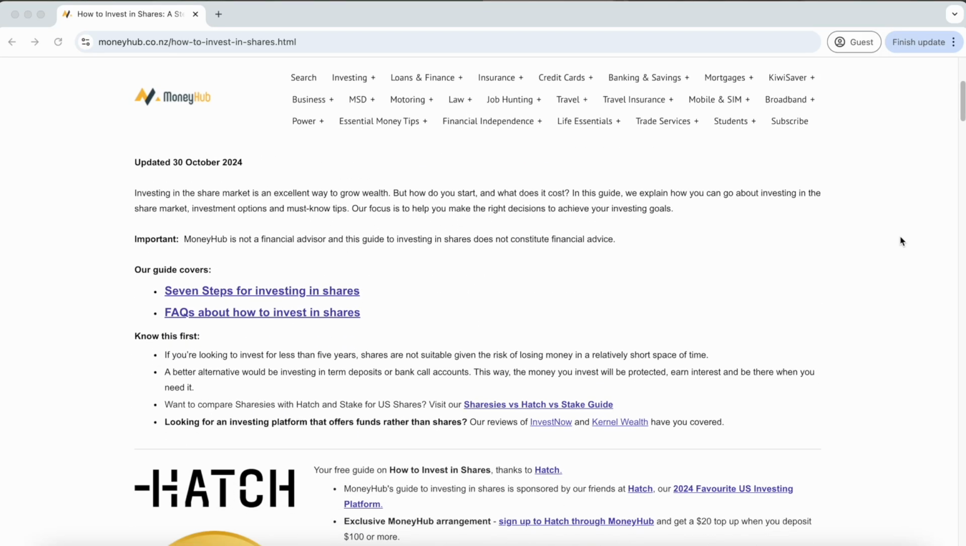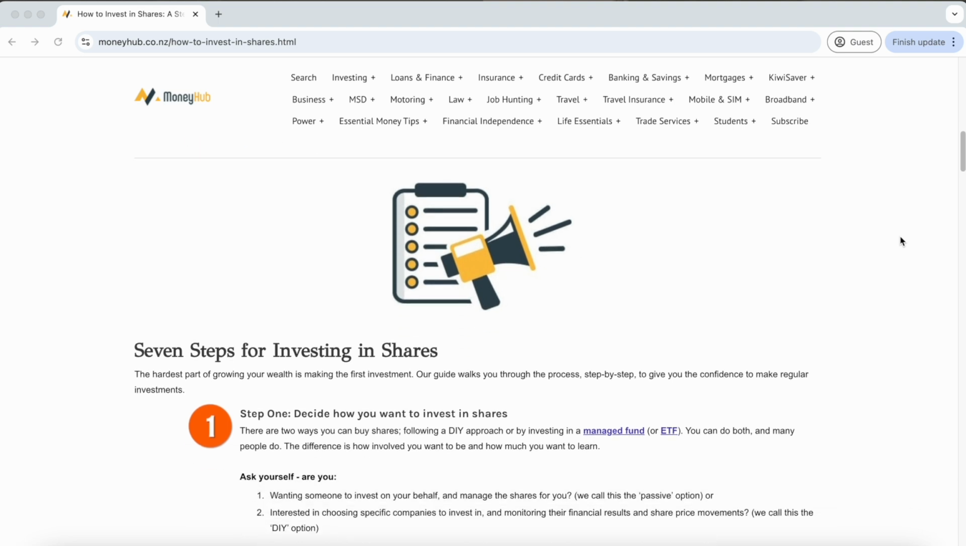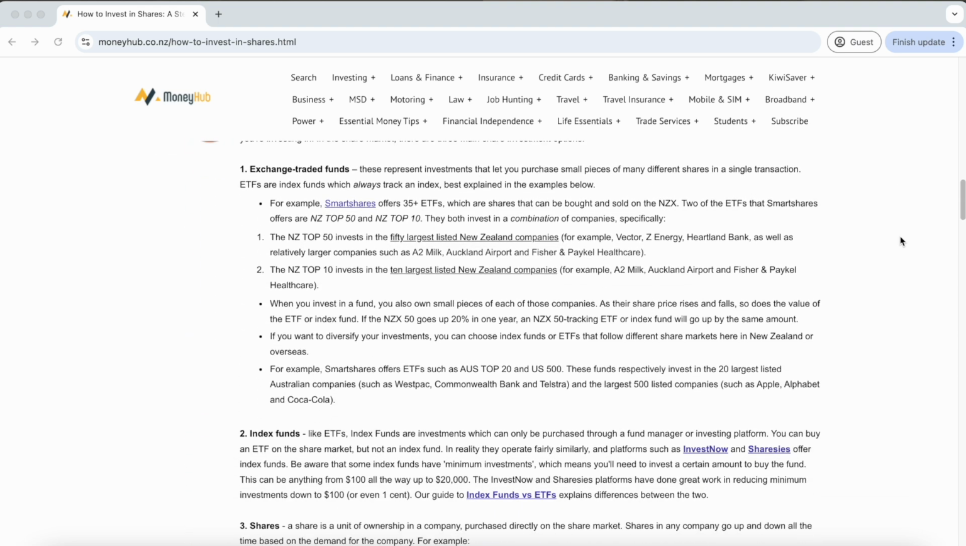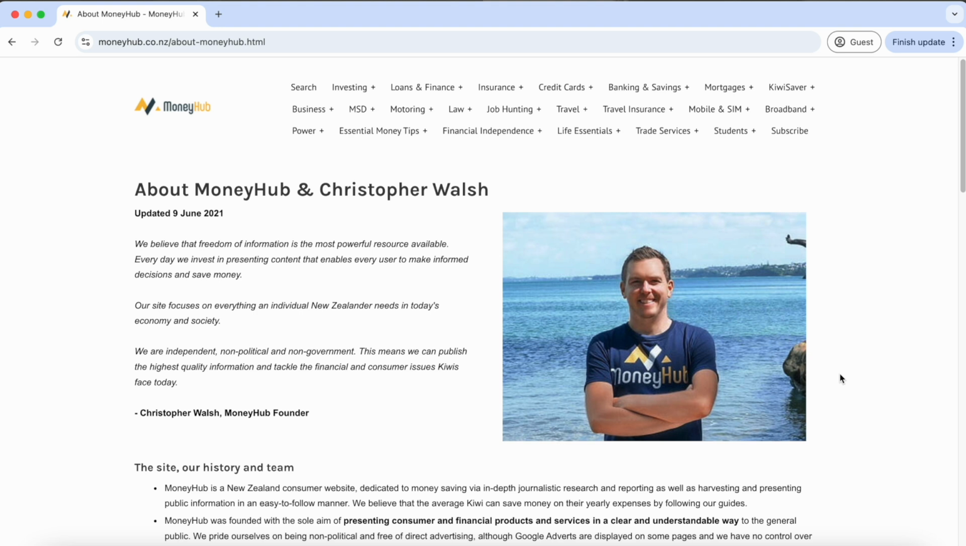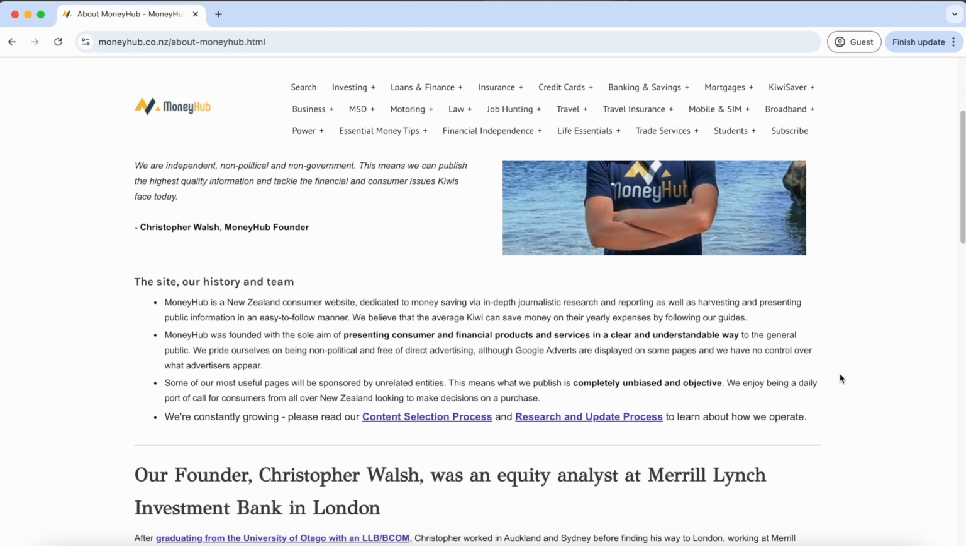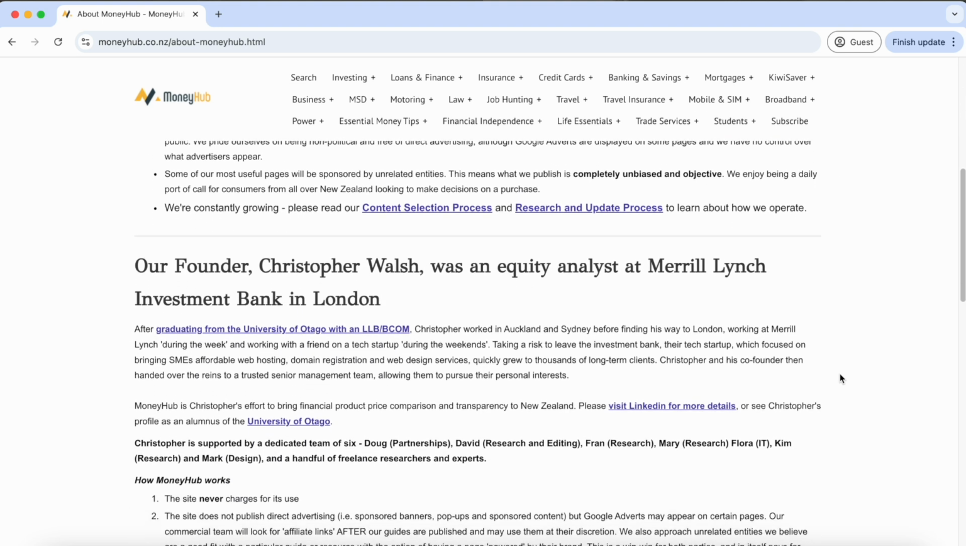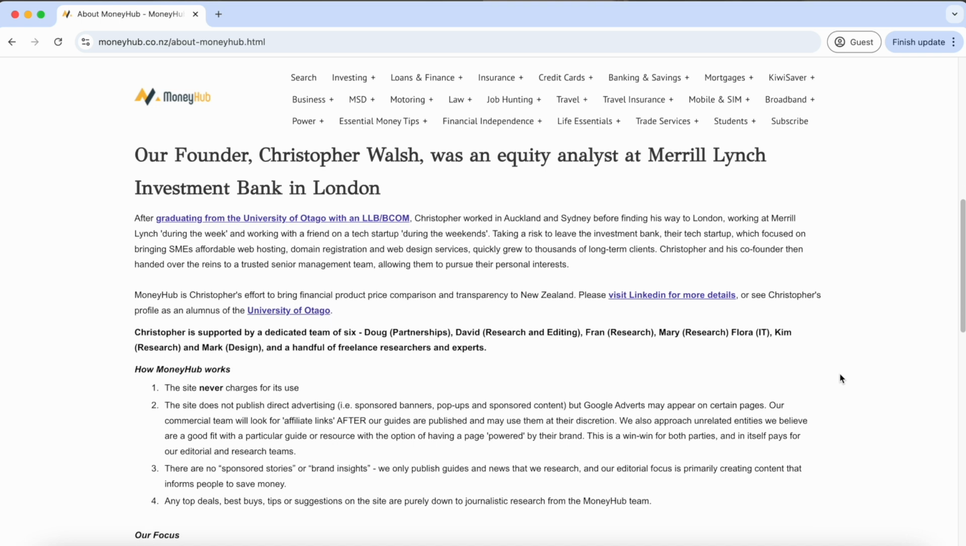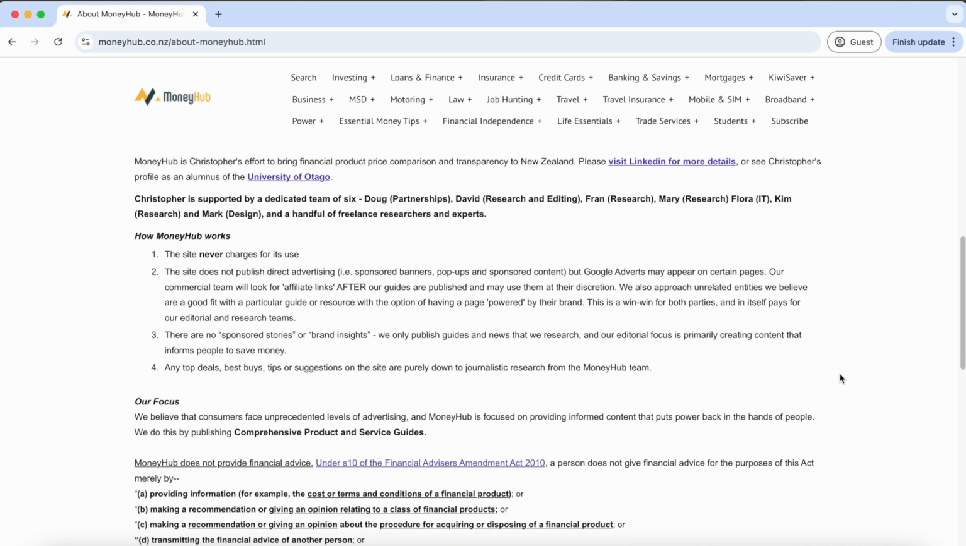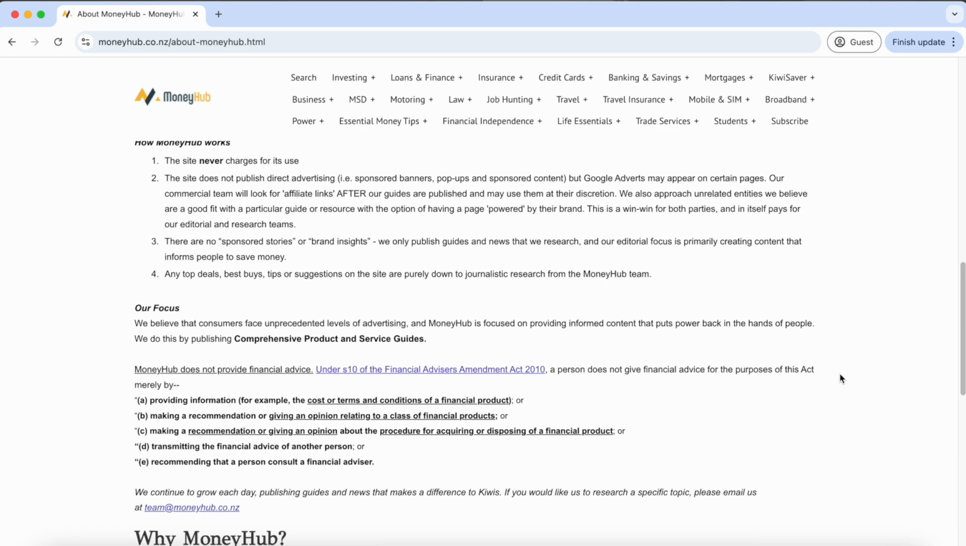For example, the startup I work for, MoneyHub, they have a website, a blog, and they write articles on personal finance guides, and the founder has a BCom degree, a Bachelor of Commerce, as well as a law degree. And he actually worked at Merrill Lynch in London for a couple years as well. And he's got the qualification and he's got the credentials that he is a reliable source of information. So therefore, that is using proof of knowledge because he has the credentials and qualifications. He's built trust over time. He's able to simplify complex ideas into language that the everyday person can understand.